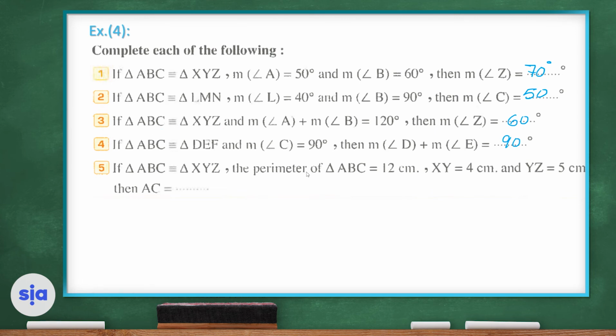Question 5. If triangle ABC is congruent to triangle XYZ, if the perimeter of ABC is 12, so for sure the perimeter of XYZ is 12. If XY is 4 and YZ is 5, how can we find the length of AC? The length of AC is 12 minus 4 plus 5, which is 3 centimeters long.